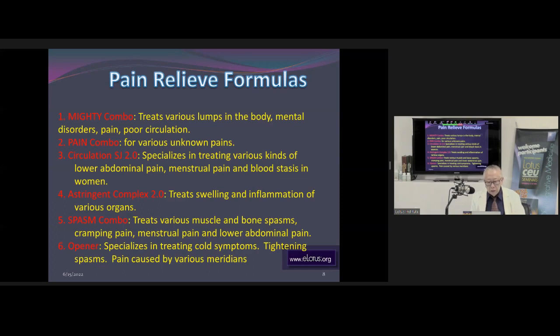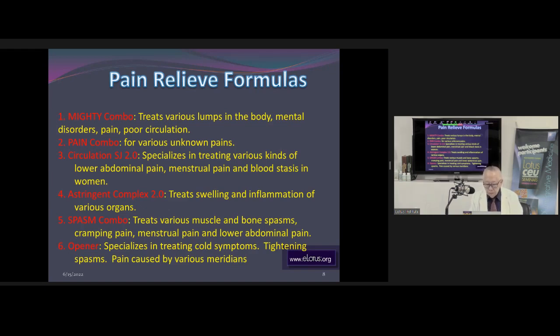Third is Circulation Sanjiao 2.0, second edition, specialized in treating various kinds of lower abdominal pain caused by blood stasis or stagnation, such as menstrual pain and blood stasis in women. Not necessarily in women, it's also for men, young and old, and not necessarily for the abdominal area. Sometimes their feet and legs are swollen with dark stasis. And this is the perfect case for that.